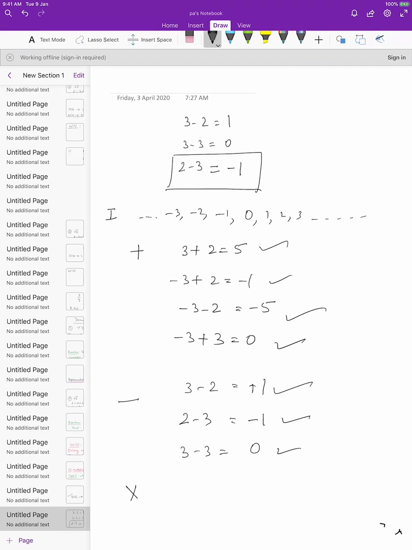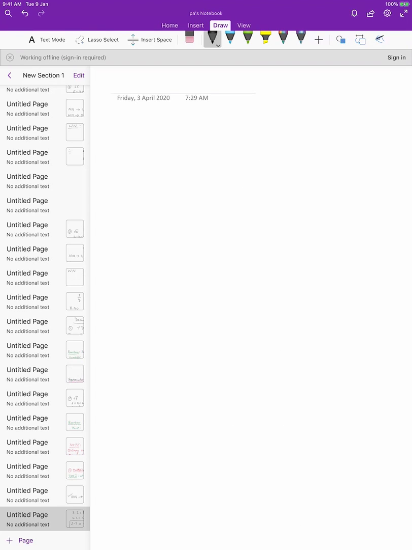Let us see multiplication. 3 into 2 is equal to 6 is an integer. Minus 3 into 2 is equal to minus 6 is also an integer. Minus 3 into minus 2 is equal to plus 6 is also an integer. That means multiplication was also possible in the set of integers.